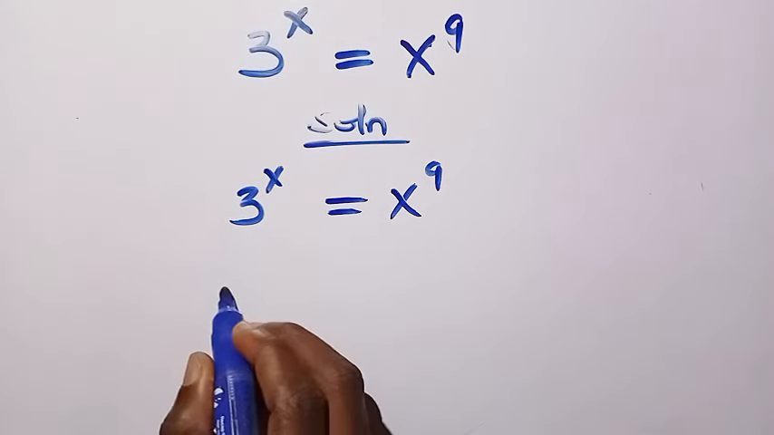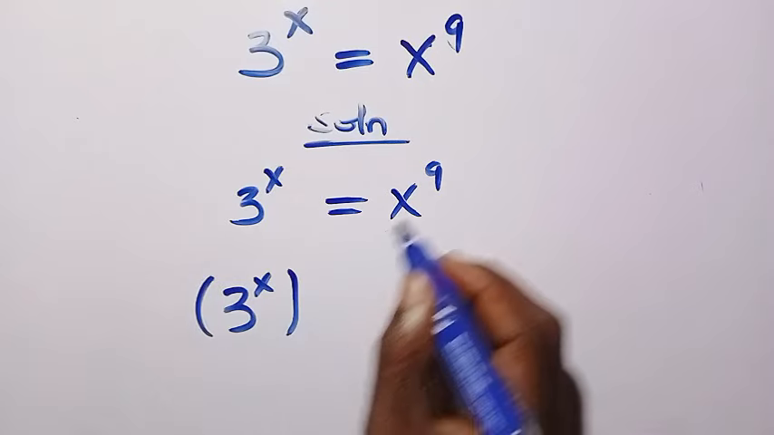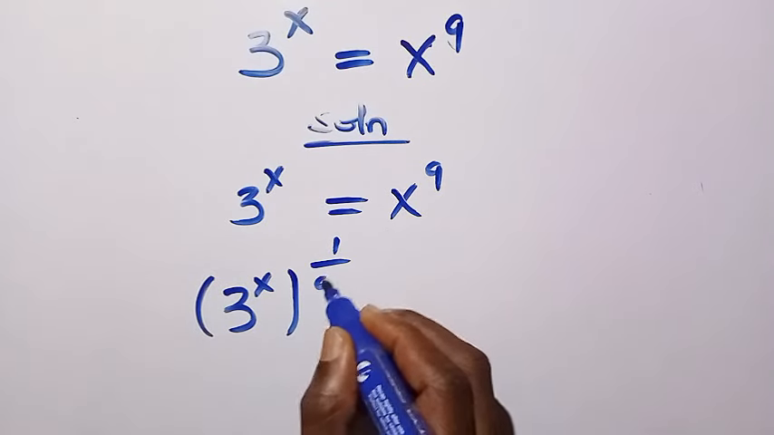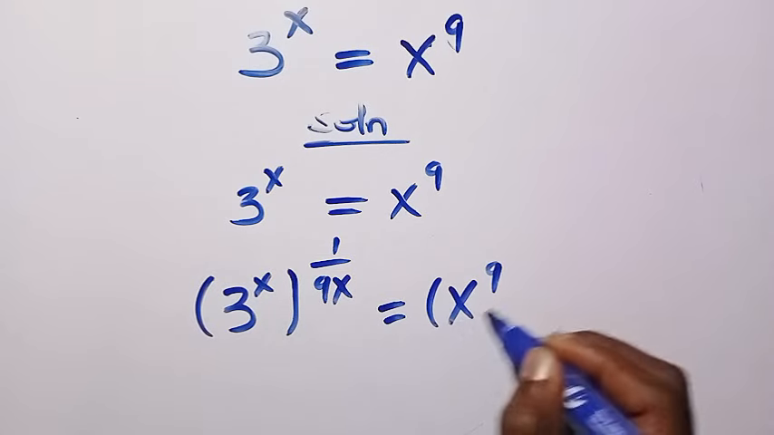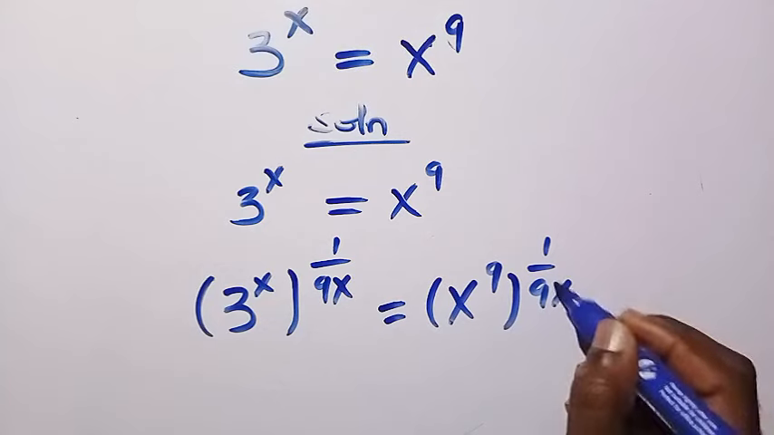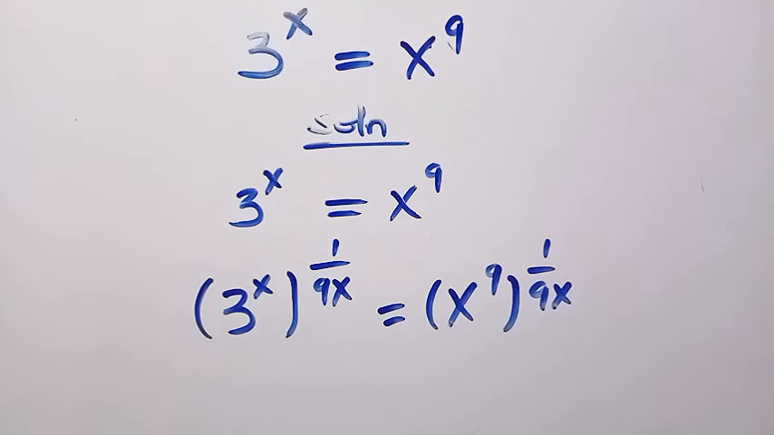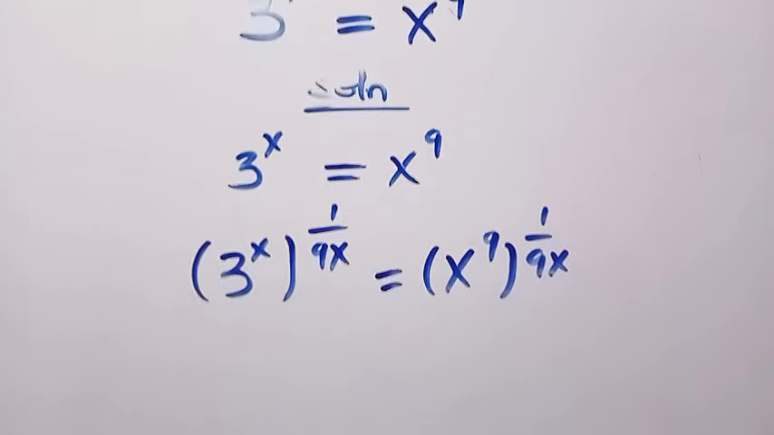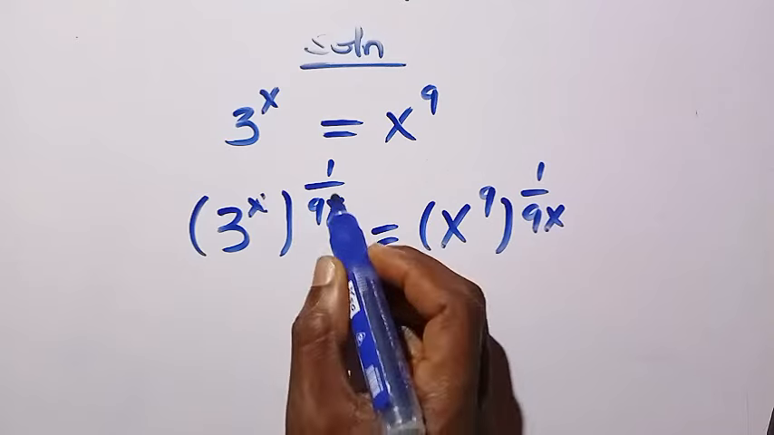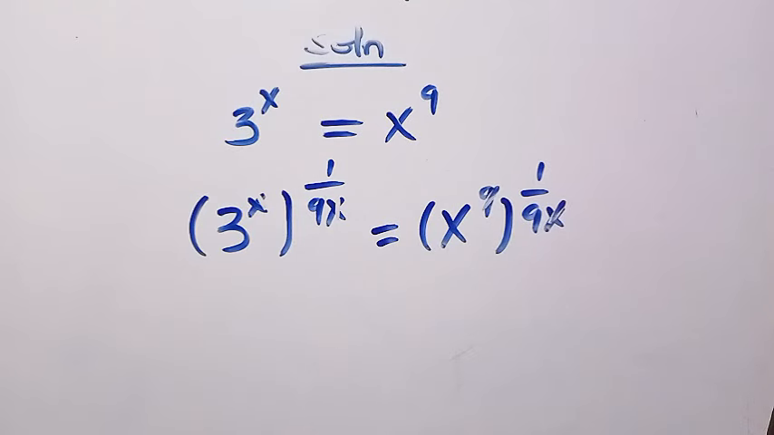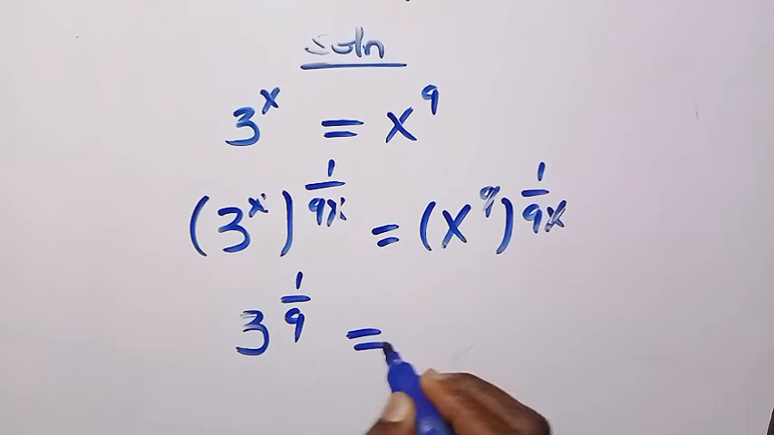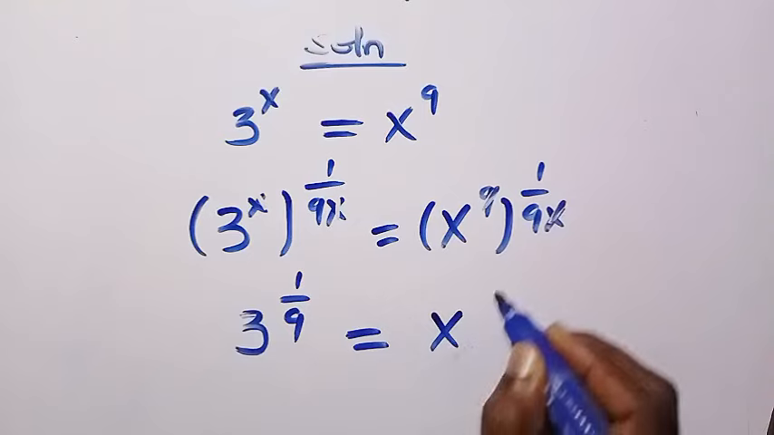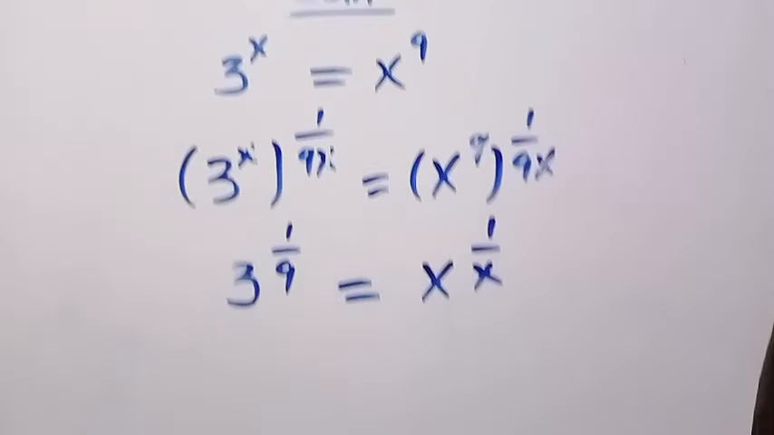At these two sides, let's say I raise both sides of this equation to the power of 1 divided by 9x. This equals x to the power of 9 all raised to the power of 1 divided by 9x. Then we apply the basic rule of indices at this point. Here we have x, which cancels this x, and then we have 9 which cancels this 9. Therefore this side becomes 3 to the power of 1 divided by 9 equals x to the power of 1 divided by x. So this makes sense.